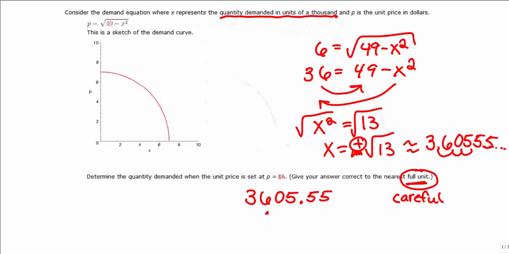So first of all, this is the actual units that's represented by x equals 3.60555 and so on. So when we're rounding to the nearest unit, we're going to have to be careful here. This is actually the units, and we're going to round to the nearest full unit, so that brings that up to 3,606. So we want to be careful when we're rounding. First convert back to the actual quantity, and then we'll round to the nearest full unit.